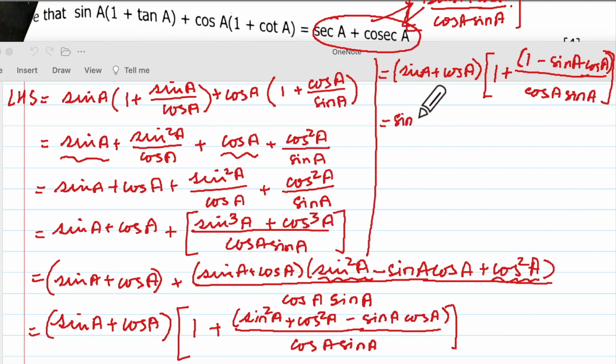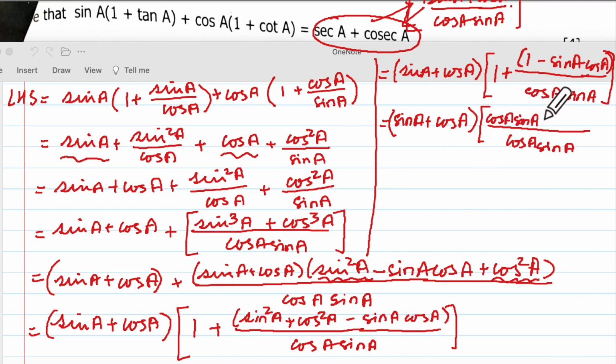Now this is your sin A plus cos A, and you keep that bracket, and then you will take LCM. So when you take cos A sin A, this comes here, it becomes what? Cos A sin A plus 1 minus sin A cos A. Oops, I managed to fit this. Now can you see this getting cancelled? Yes, ma'am. And many of you from here directly, I don't know how you wrote directly here. You all have skipped too many steps. Don't do that.